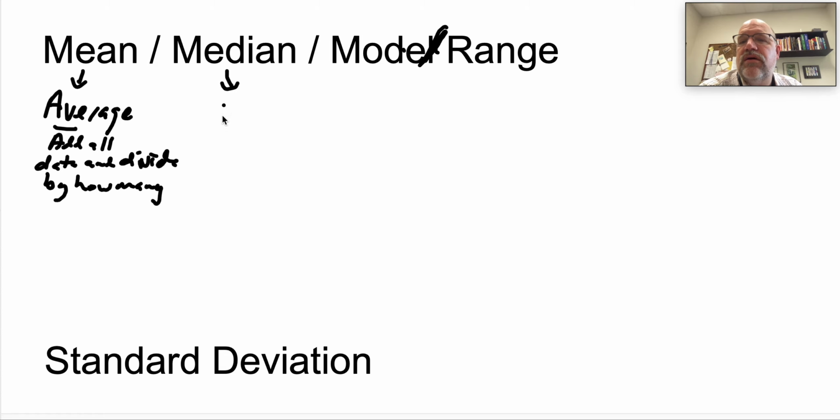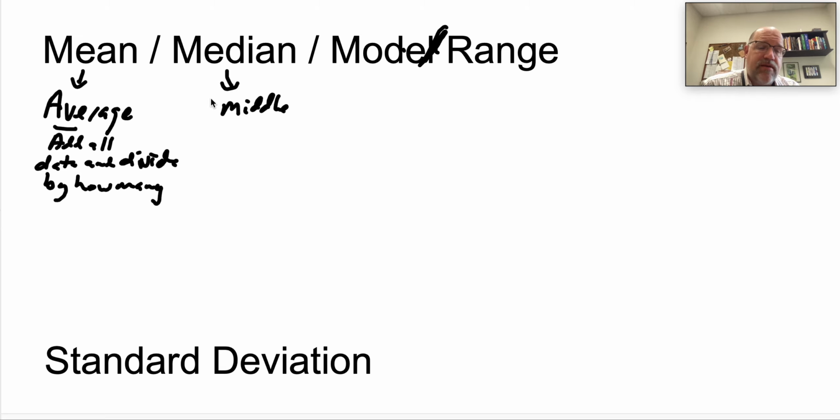It's the middle. The key piece with median is we have to put data in order from either smallest to biggest or biggest to smallest before we find that median. So make sure that the data is in order from smallest to biggest or biggest to smallest, and then we're looking for the middle number. Now, if there's an odd set of data, it's very simple. You just cross off from both sides and you'll find that one middle number.